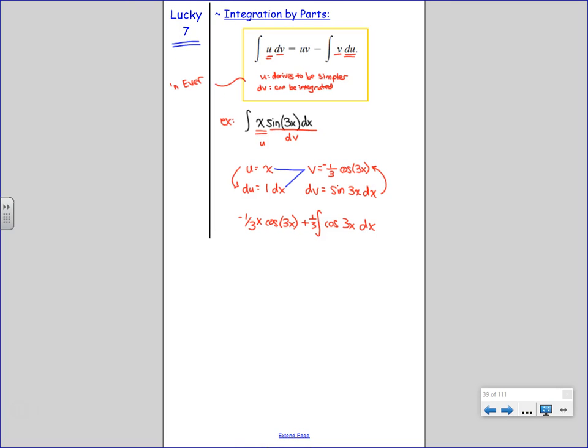Wait, we integrated twice though. Oh, we do integrate twice. You always have to do it with Lucky 7. You integrate the same thing. But sometimes you have to do integration by parts twice. I thought that's what you meant.